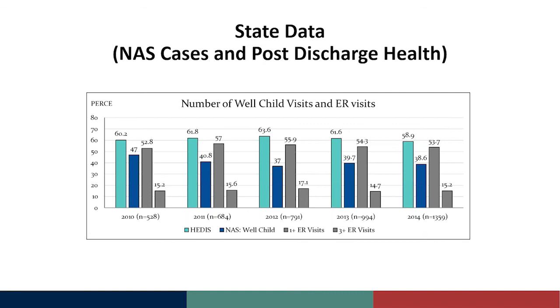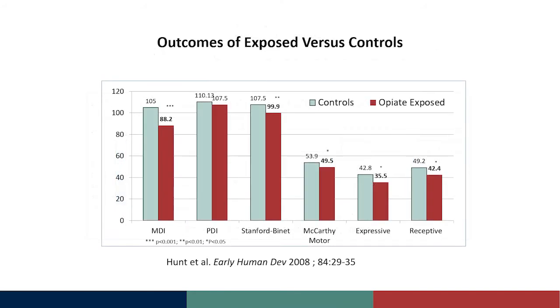those children enrolled in Medicaid. At the same time, if you look at the gray bars, which is the ER visits, over half of these children have at least one ER visit in the first year of life, and 1 out of 7 will have 3 or more ER visits in the first year of life. So we really don't have very healthy children in the first year of life if they are born with neonatal abstinence syndrome.